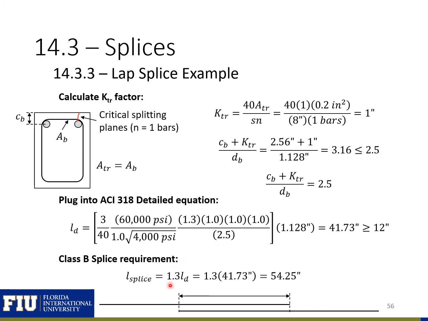Our splice length is then equal to 1.3 times this development length because we have a Class B splice. So 1.3 times 41.73 is equal to the required splice length of 54.25 inches.